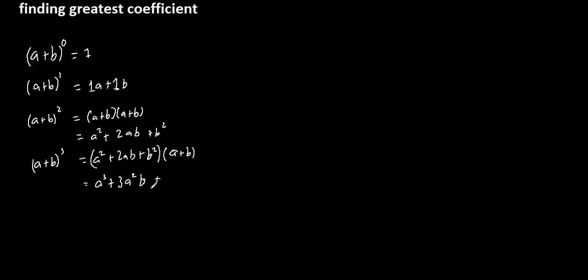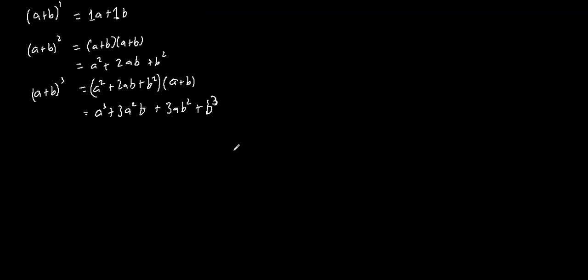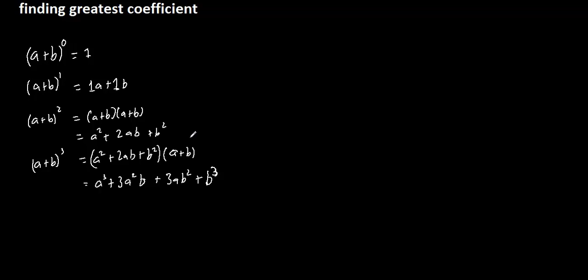Then we get a term with b squared. There's b squared times an a, that's 1ab squared, and 2ab times b gives 2ab squared, so that's 3ab squared in total. And then b squared times b is b cubed. All cool?